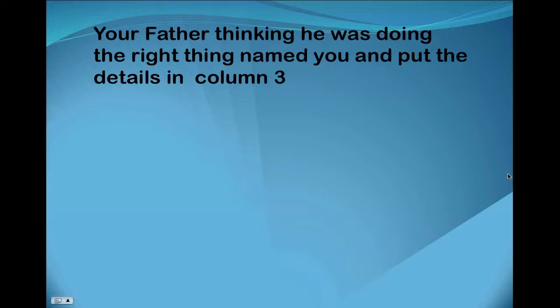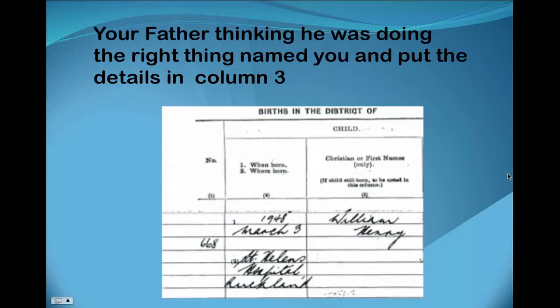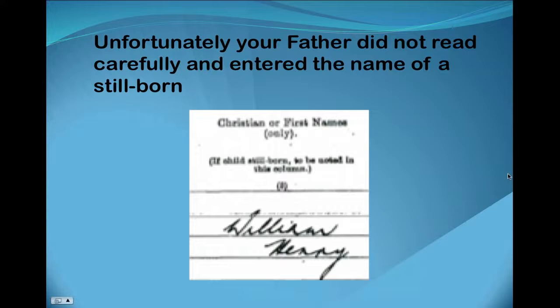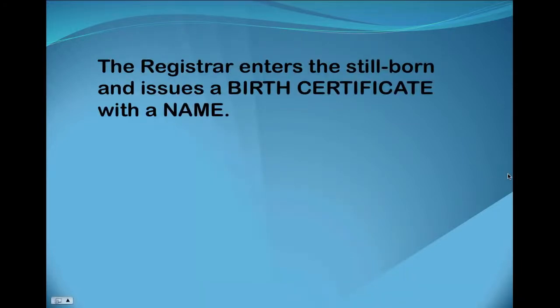But unfortunately, my father didn't know what he was doing, and the details in column 3, where he entered it, we'll go a bit closer here, it says, if child still born, to be entered in this column, or to be noted in this column. Now, unfortunately, that made us stillborn. So that set a chain of events into place that we need to rectify, because the register, by entry into his book, entered the stillborn and issued a birth certificate with a name on it.